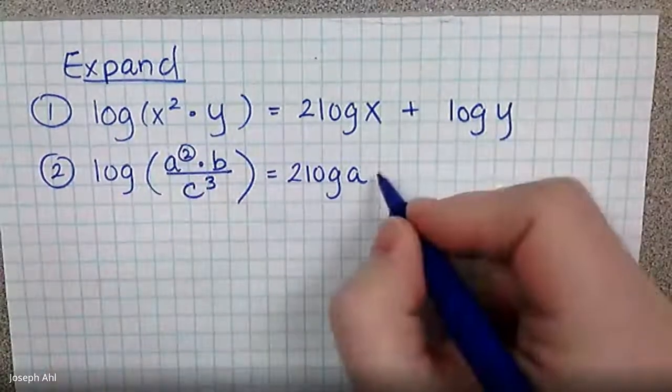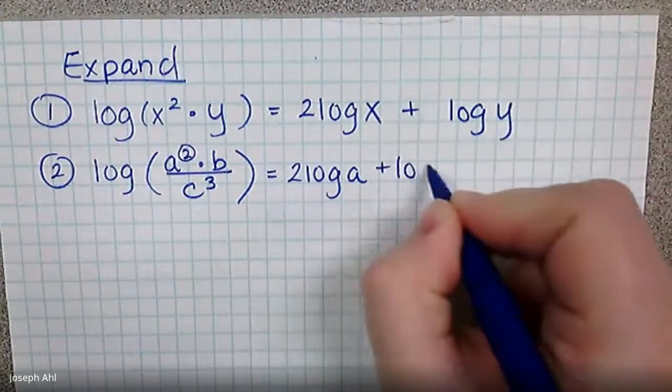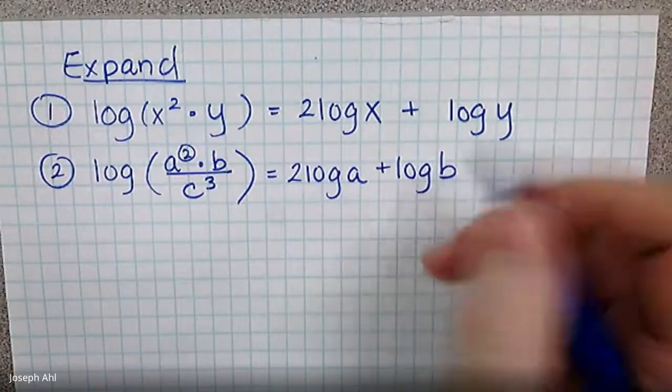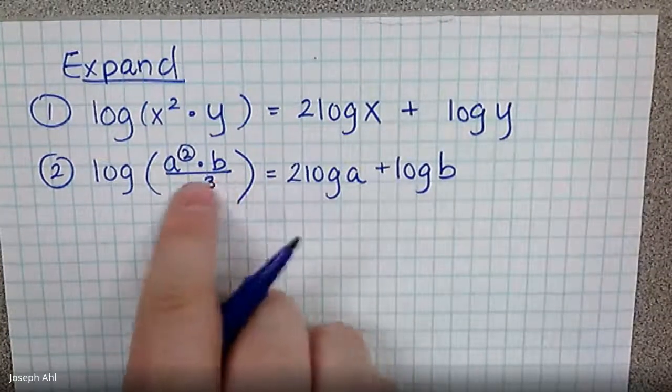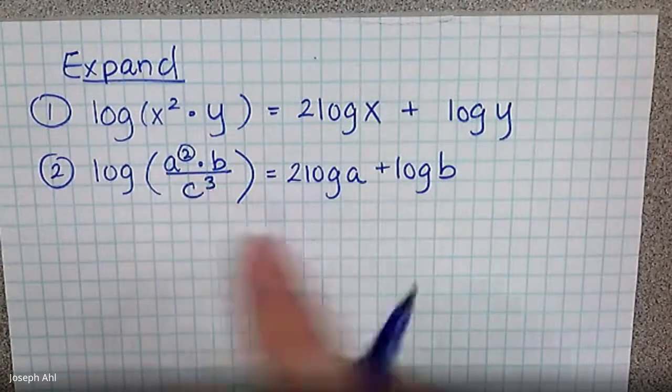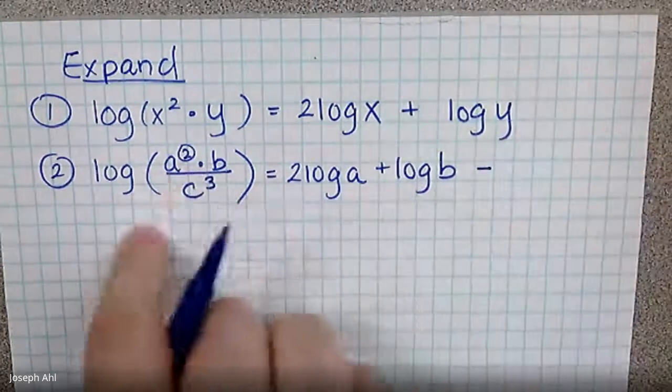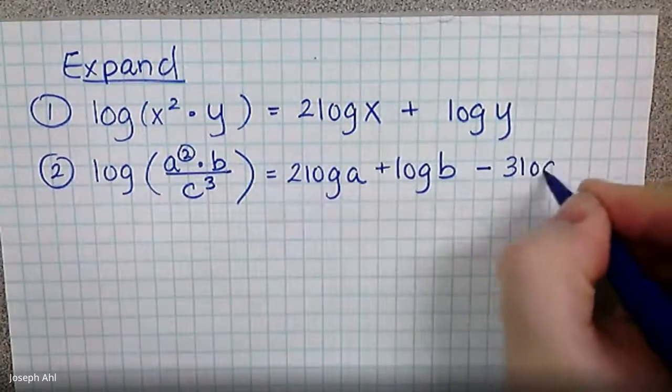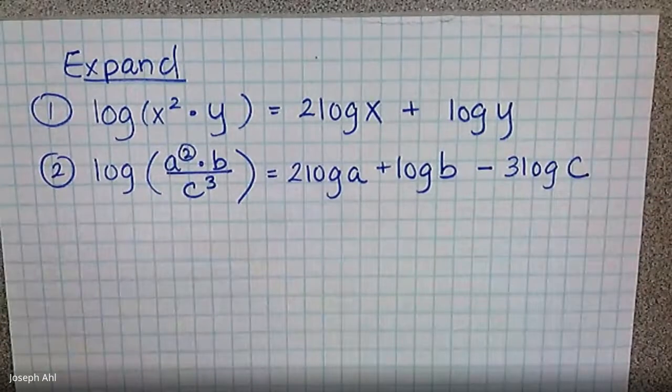Multiplication now becomes addition plus log b, no power for b. And we can do this all at once at the end. When I divide by c cubed, it's going to be minus, but bring the exponent out front, 3 log c. And there's my expansion for log of that expression.